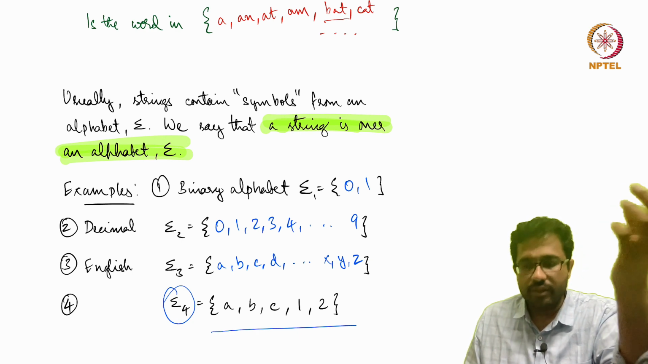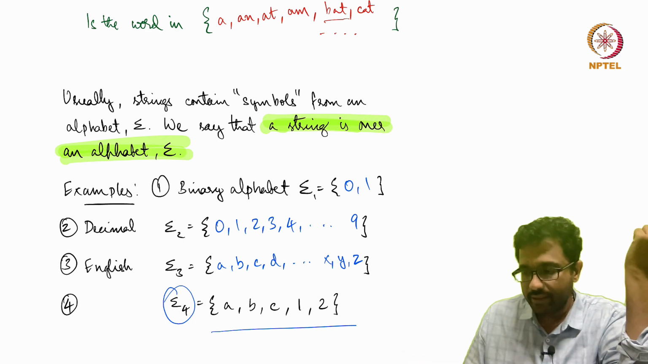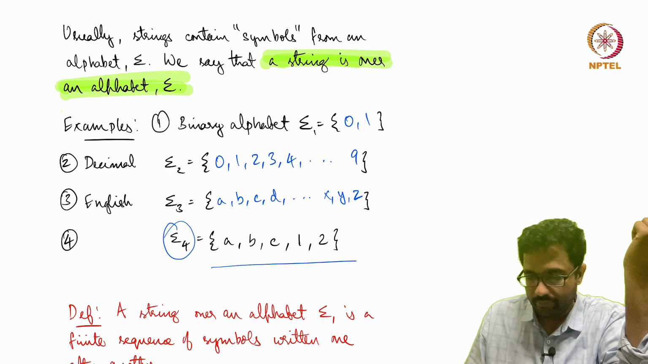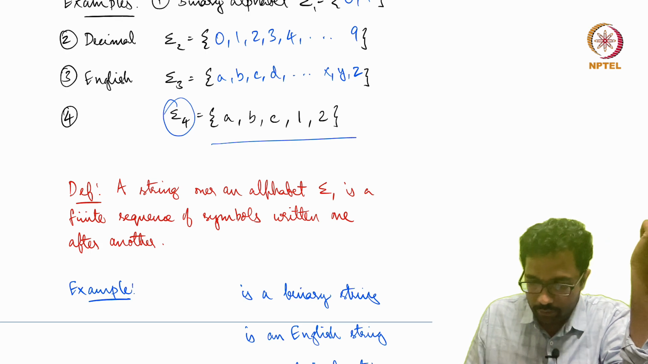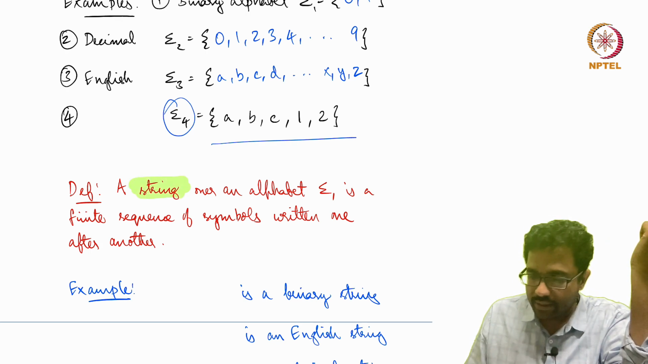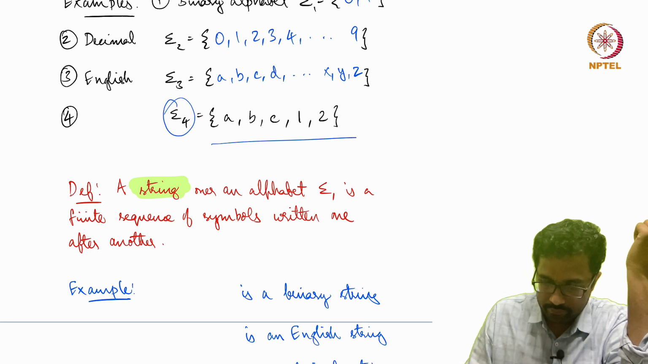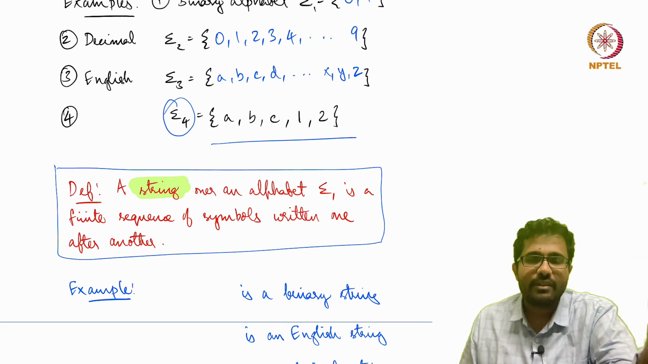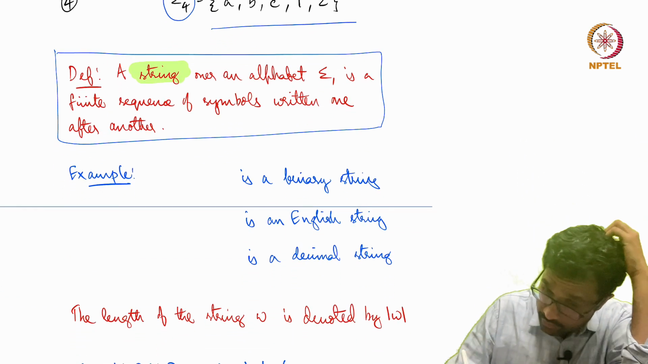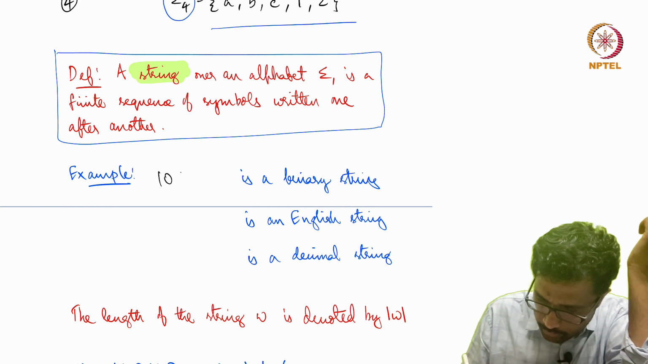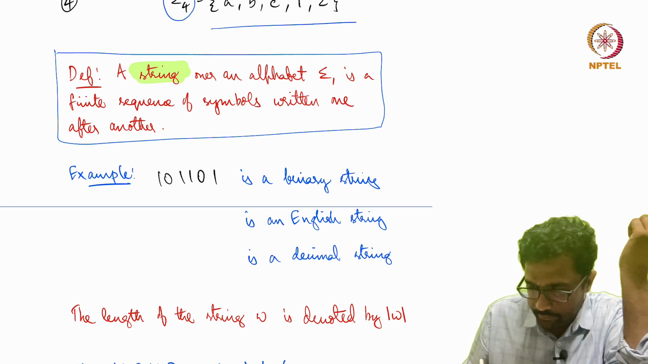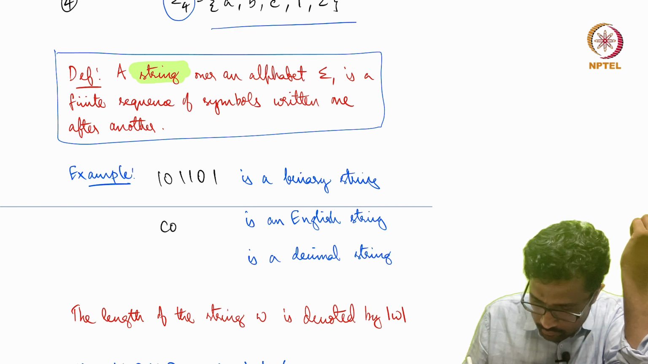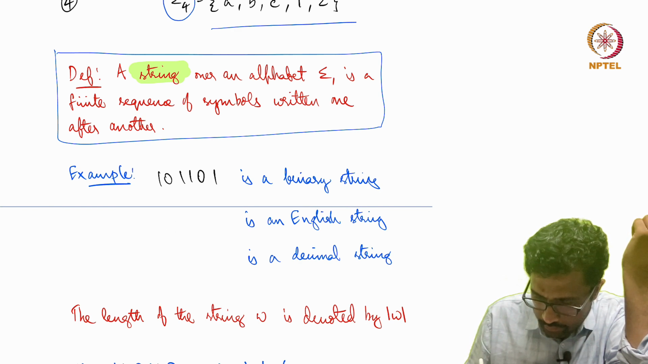And strings use symbols from these alphabets. Any binary string just repeatedly uses zeros and ones, right? Any English word uses letters from the English alphabet. So a string over an alphabet, this is the formal definition of the same thing: a string over an alphabet is a sequence of symbols written one after the other, right? It's a finite sequence of symbols written one after the other. Just some more examples. So 101101 is a binary string.